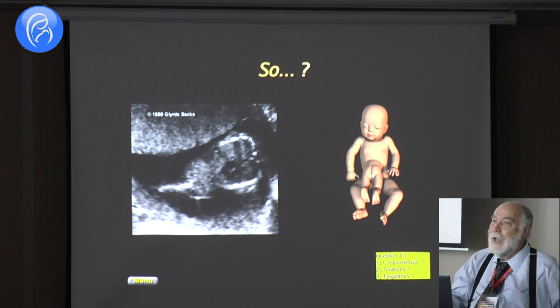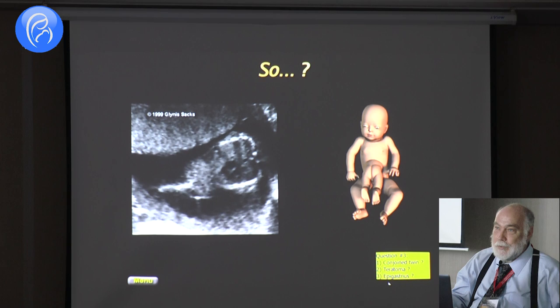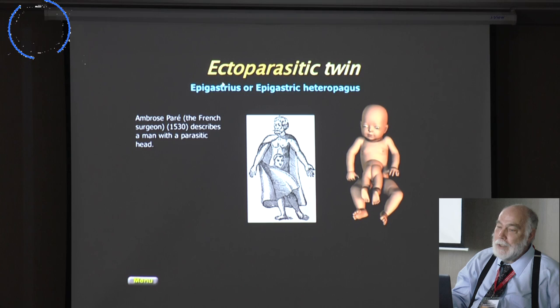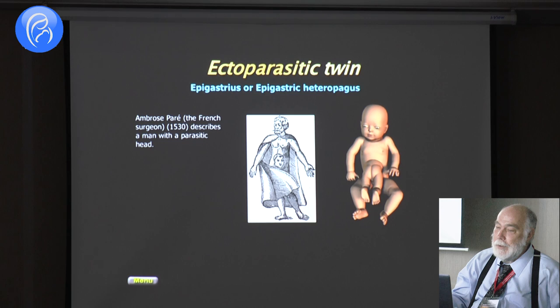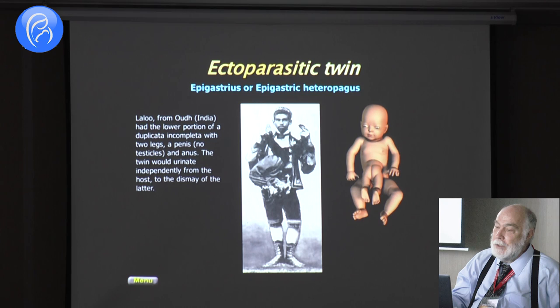A conjoined twin, a teratoma, or epigastrius? Epigastrius. This is what it is. This is an epigastrius, or heteropagus parasitic twin. This is an example from Ambroise Paré. You see the head attached to the other person. This is one from India, which is almost the same. This is a little boy that has a brother attached to himself. This one had arms, and ours did not have arms.